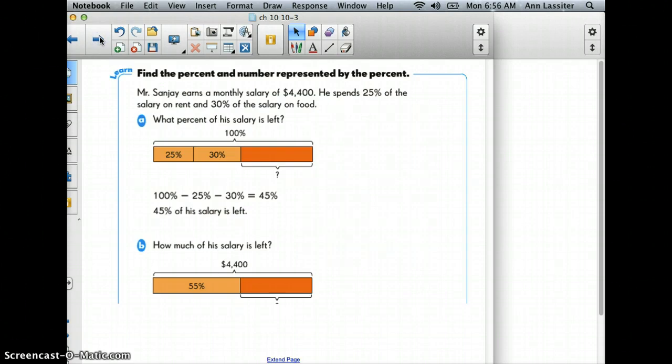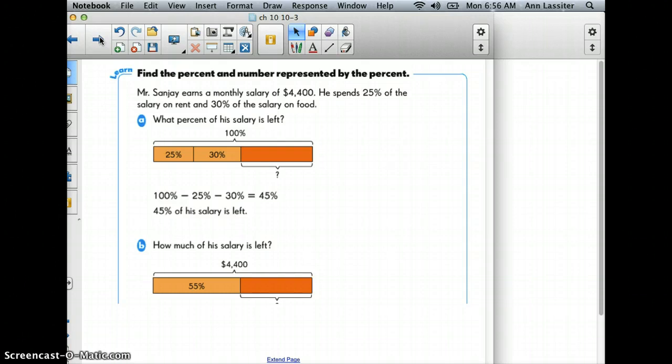This next example is relevant to many people's situations where they know what percentages they do certain activities and they want to know what's the remainder. So in this one, they talk about a man who has a monthly salary of $4,400. He spends 25% on rent, 30% on food, and they say, what percent is left? So this first question is not talking about money at all, it's just talking about percentages.